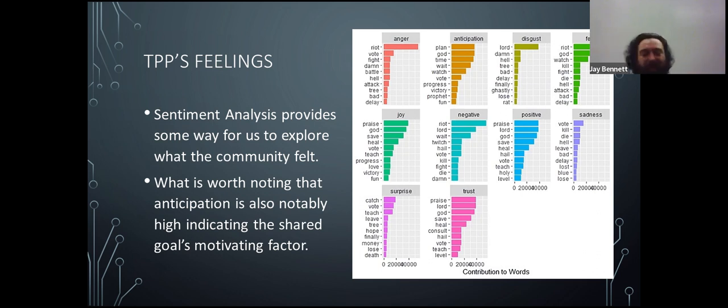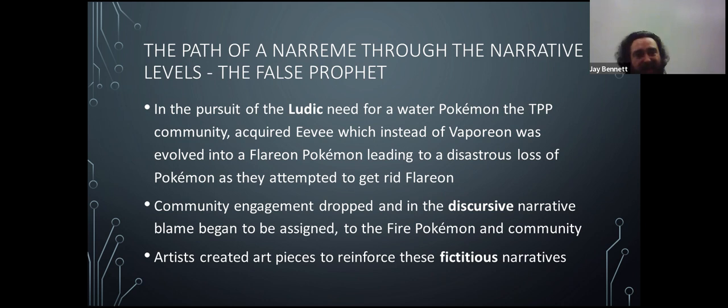So we're finally going to talk about a Narium in Twitch Plays Pokemon. So the false prophet. In the pursuit of the ludic or gameplay need for a water Pokemon, which you need to complete the game to get to Cinnabar Island, there was a bit of a contentious thing of, do we get the Lapras? Do we get Eevee and try to evolve into Vaporeon? They thought we can do Vaporeon. Did not work well. So they ended up buying like 5 Firestones, 1 Water Stone, and evolved into Flareon. Their starter was a Charmander. It did not go well.